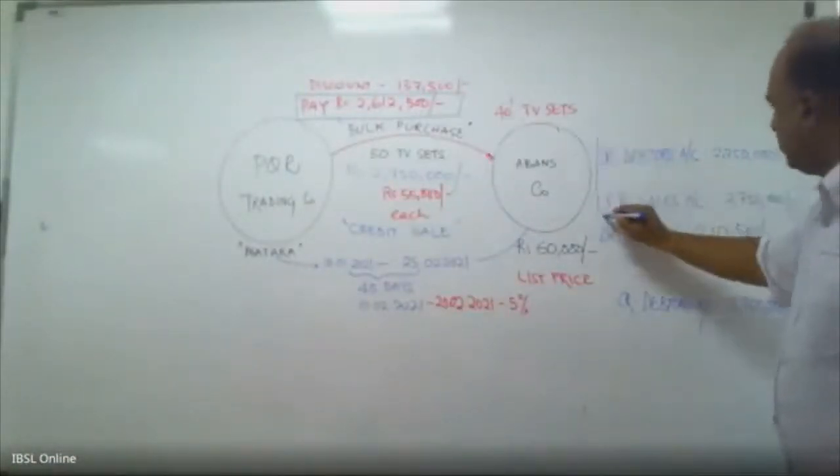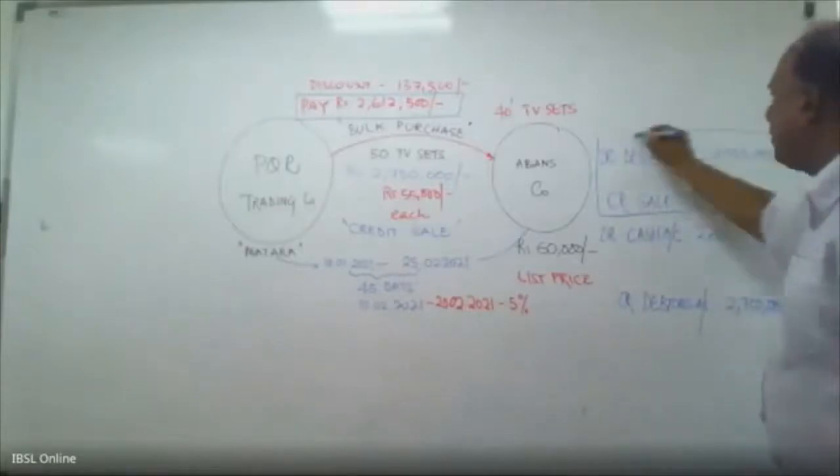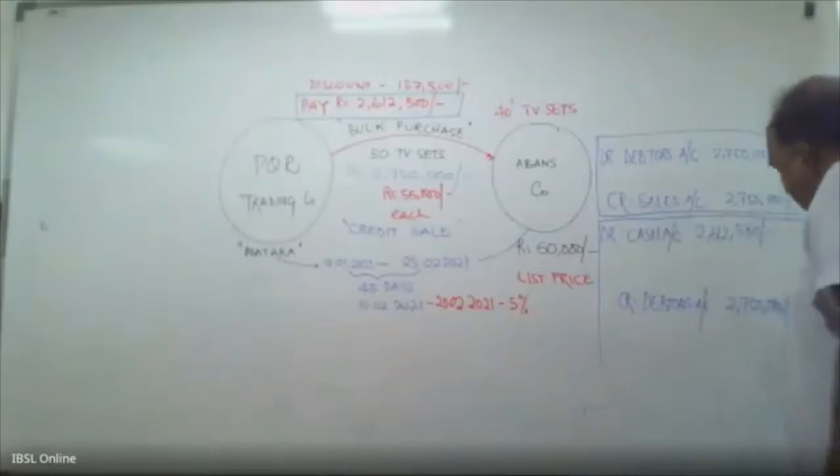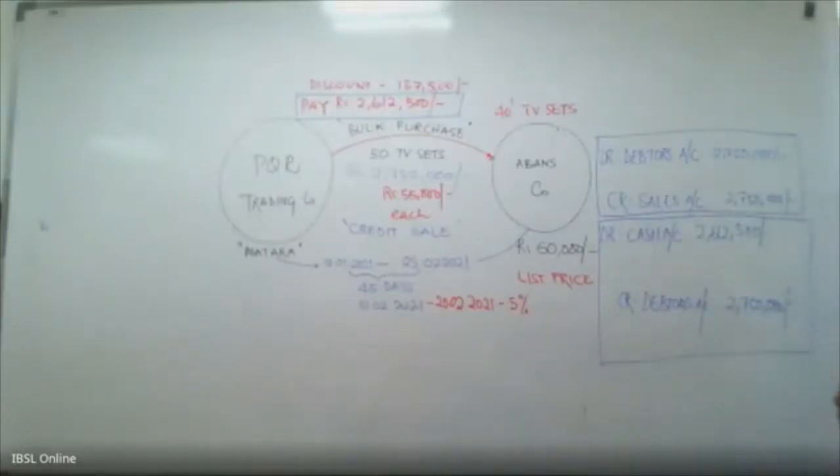Now, this is the initial double entry. Now we are talking about another set. Based on your double entry, you will see there is a problem because debits and credits are not equal.